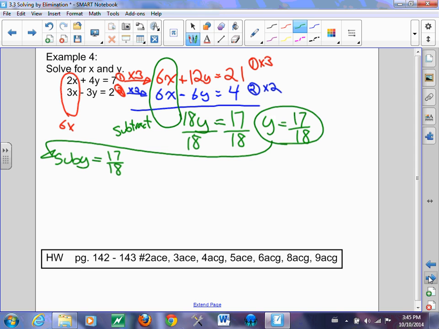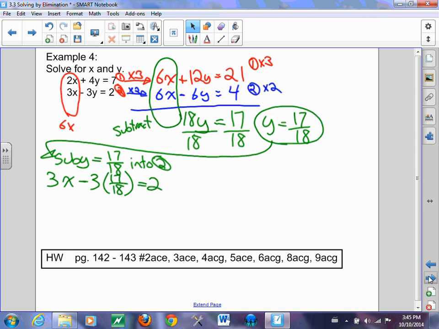Okay, so we're going to sub y equals 17/18 into equation 2. And we've got 3x minus 3 times that fraction, which is 17 over 18, equals 2. Look to see if you can simplify here, folks. For example, 3 goes into 18 6 times. It goes into negative 3, negative 1 times. Okay, to help you with that. So what are we left with? 3x minus 17 over 6 equals 2.